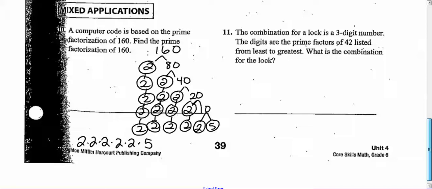How could we write that with exponents? 2 to the what power? Abby? Very good. 2 to the 5th power times 5 equals 160.